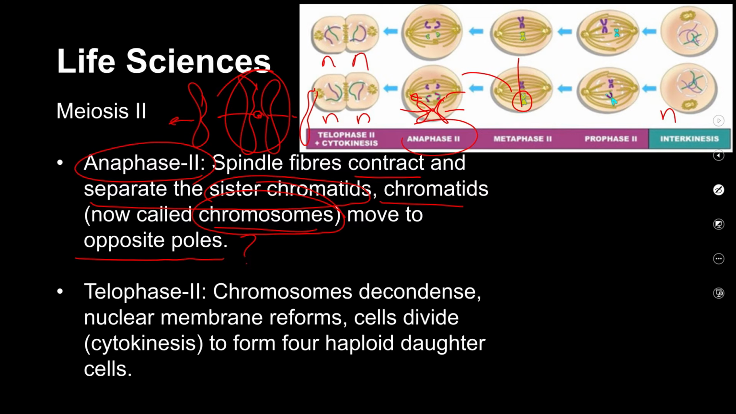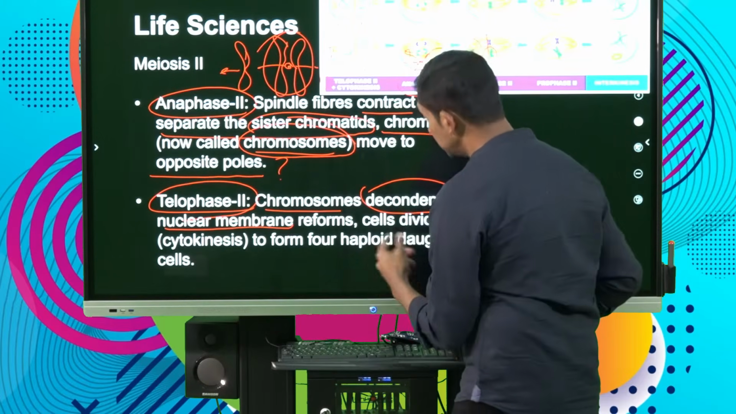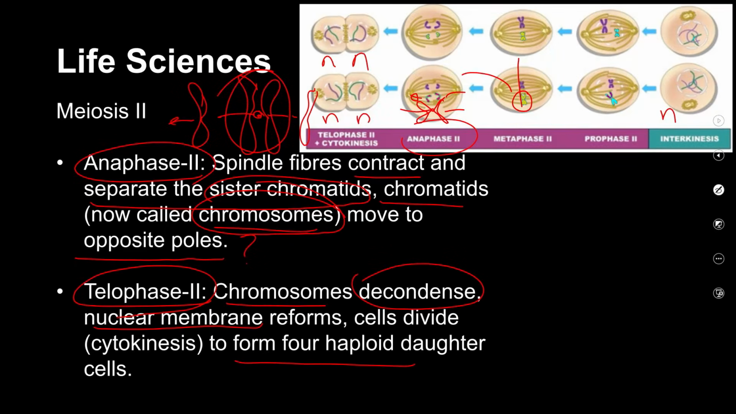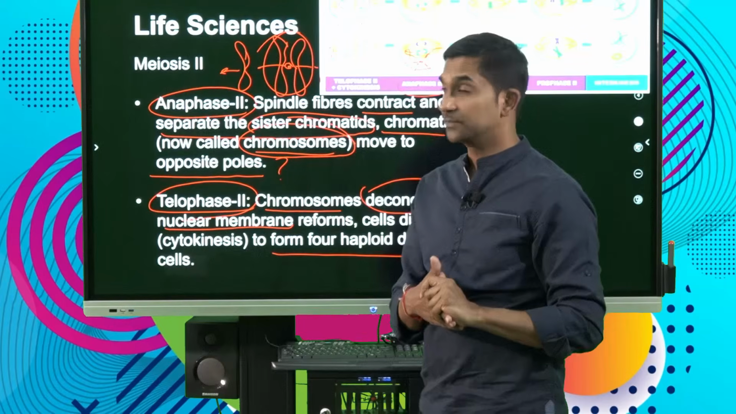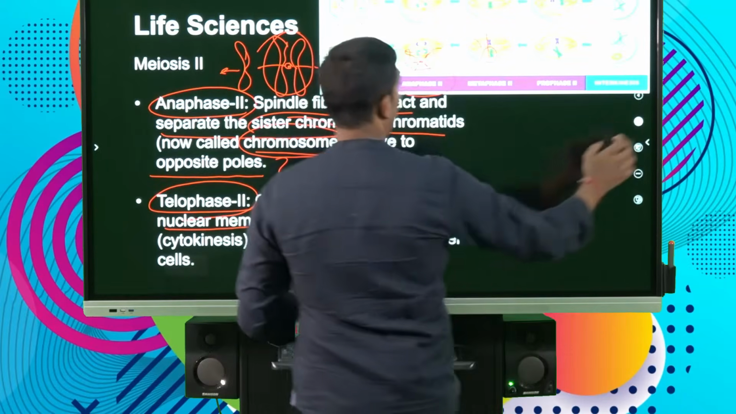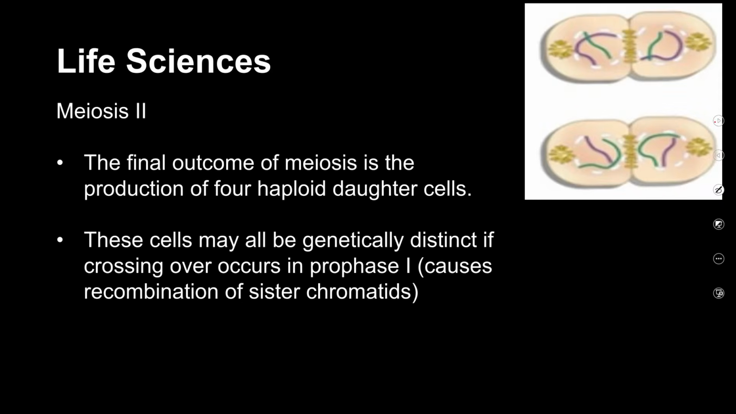And finally, towards the end of meiosis II, we find telophase II. And telophase II again refers to the chromosomes condensing, becoming more compact, the nuclear membrane reappearing around them, and the cells, the cytoplasm dividing by cytokinesis to form 4 individual cells, each having half the full set of chromosomes. So that is an overview of how meiosis takes place.